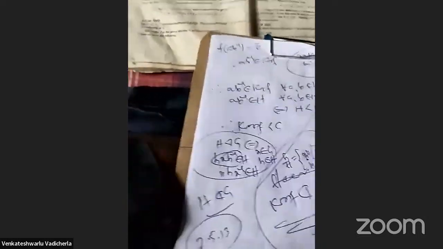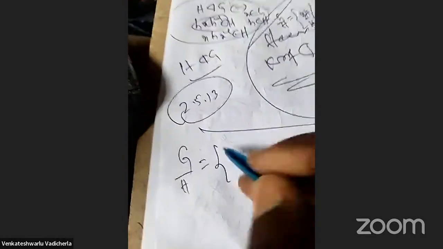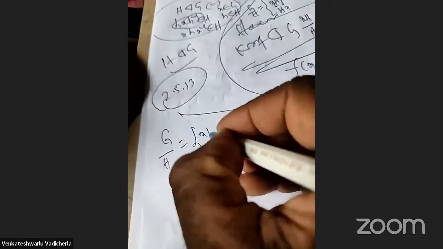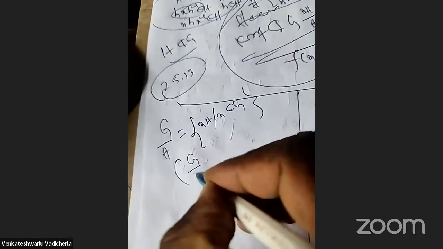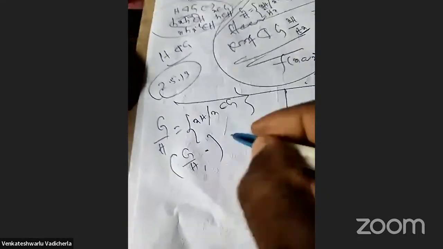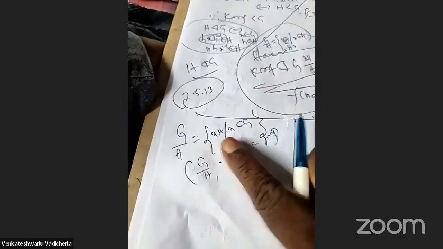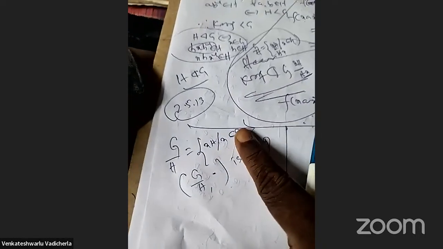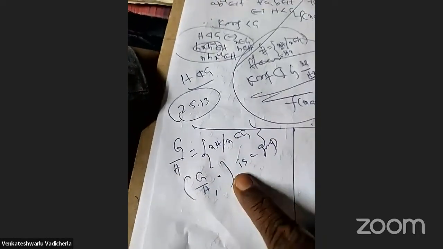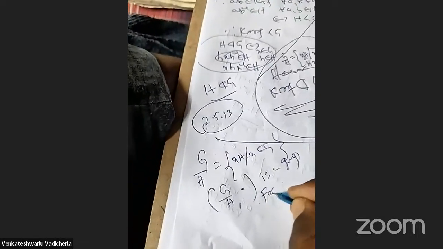The set of all left cosets, which I write here as G by H, that is, the set of all left cosets xH where x is an element of G. G by H, with the coset multiplication, is a group. This group is called the factor group.